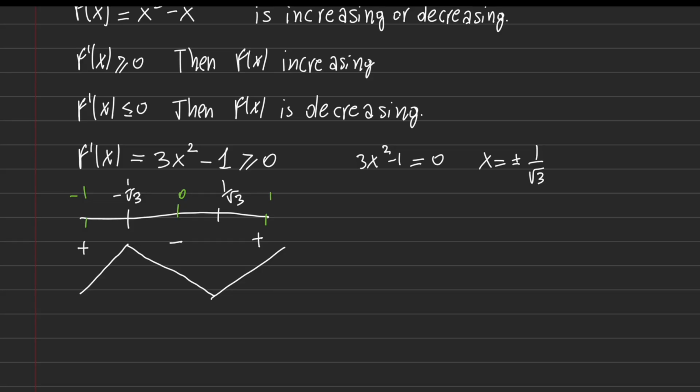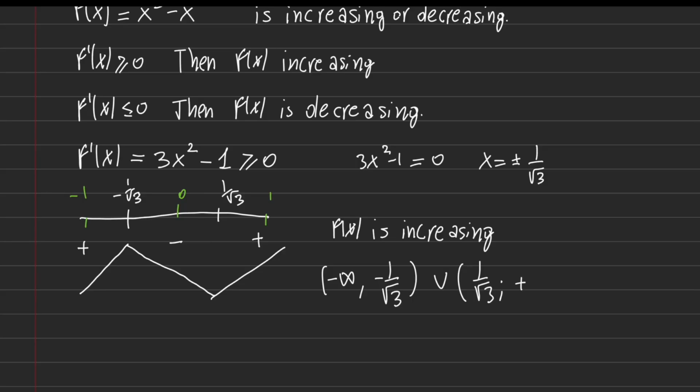Then the same applies to our function f of x. What does it mean? It means that f of x is increasing whenever we see this line increases, which are in these two intervals, which means that f of x is increasing between minus infinity and minus 1 over square root of 3, union 1 over square root of 3 and plus infinity, and is decreasing between minus 1 over square root of 3 and 1 over square root of 3.